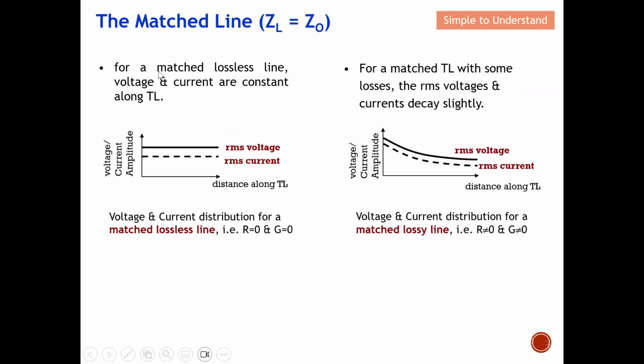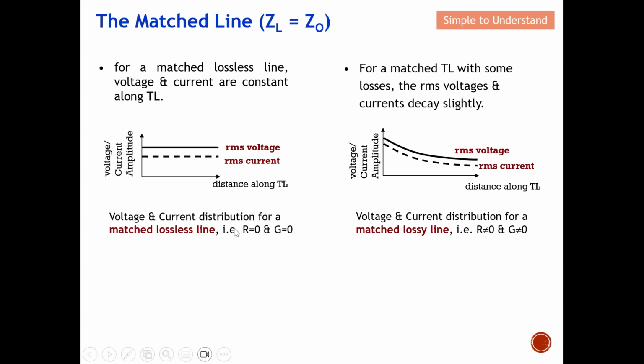Okay, let me continue. This is for a matched lossless line, which means that nothing will be lost, so the resistance R will be zero and G will be equal to zero. The voltage and current will be constant along the transmission line. Because the impedance continues to be Z0, the voltage and current will also remain constant, as you can see from this diagram here. They remain constant because this is a lossless transmission line.